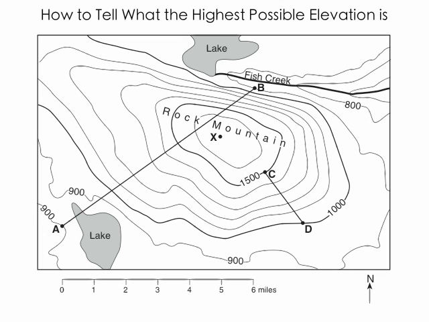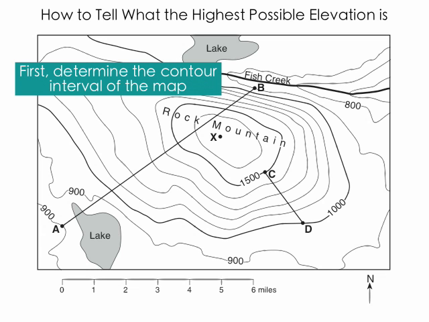Now, we should already be thinking that the highest point on the map would be somewhere near point X at the top of the peak of Rock Mountain. But let's find out a specific number for the elevation of that point. The first thing we need to do is to determine the contour interval of the map.